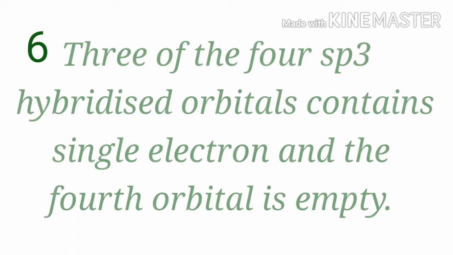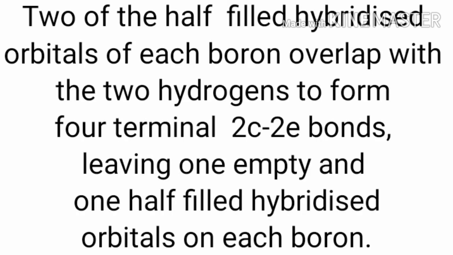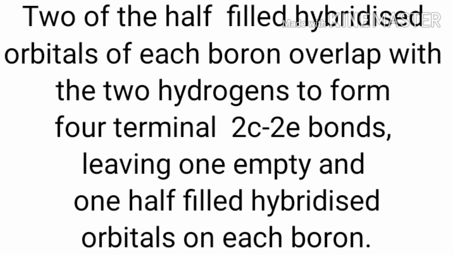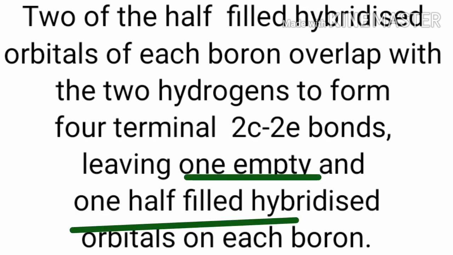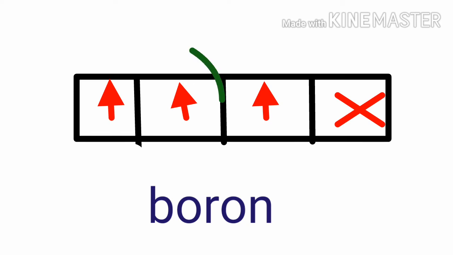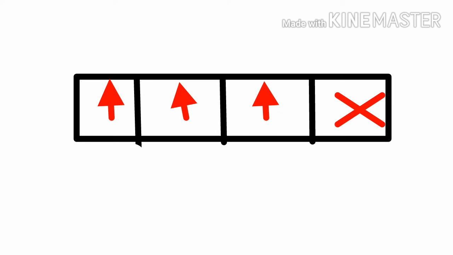Now point number 6. 3 of the 4 sp3 hybridized orbitals contain a single electron and the 4th orbital is empty. So I already explained in the diagram. Hope you understood. Now you see the next point. 2 of the half-filled hybridized orbitals of each boron overlap with the 2 hydrogen atoms to form 4 terminal 2 centered 2 electron bonds, leaving 1 empty and 1 half-filled hybridized orbital on each boron. See the diagram. Here you see 2 half-filled orbitals will make a bond with hydrogen atoms and 1 half-filled orbital is there and 1 empty orbital is there.